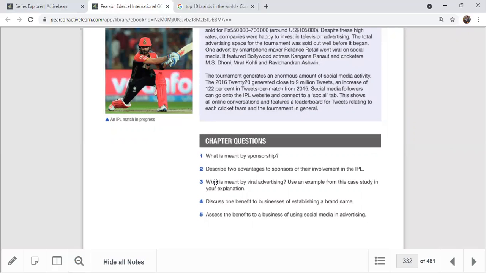Second question: two advantages of sponsorship. What is meant by viral advertising? Discuss one benefit of establishing a brand name. Assess the benefit of business using social media. So the last question is practically an exam-style question. A 12-marker has come so many times in mock exams or past papers. In this question you assess or evaluate the benefits or analyze the benefit. Therefore, let's go to the marking scheme and see what the answers for these questions are.